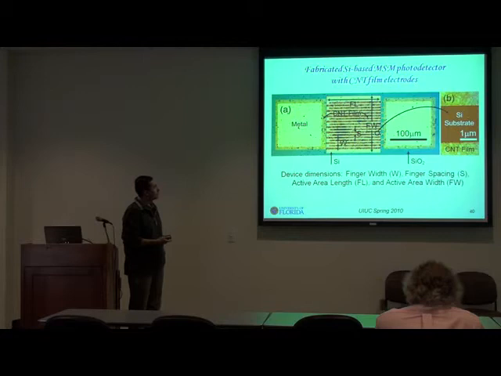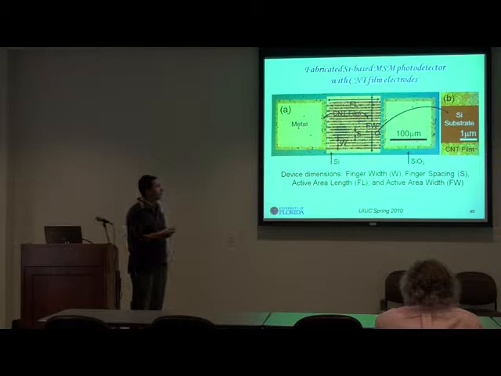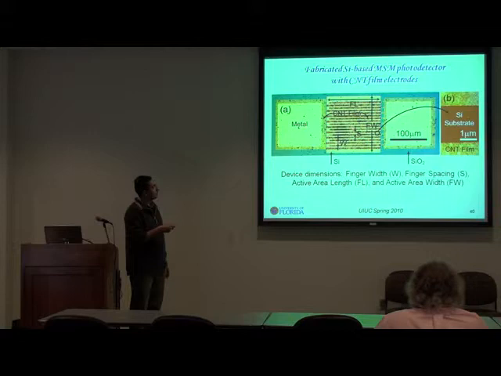Here you can see that this is one contact, this is the other contact, and all of these fingers are connected here. And all of these fingers, in this case, are the CNT film material. So this window here is where the oxide is etched. The rest of the area is covered with oxide. So this is the active area of the device. And basically you get currents between, for example, these two fingers, and these currents are what make the device work.